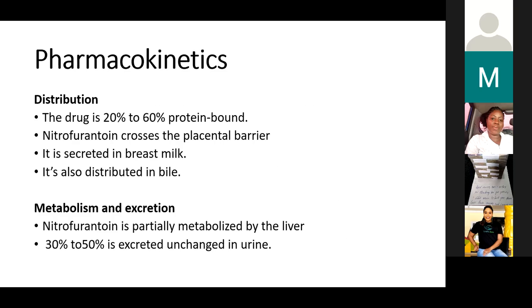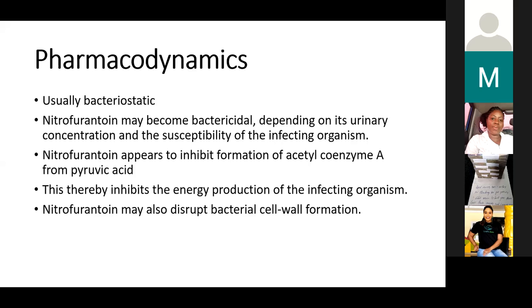It crosses the placenta, it's present in breast milk, distributed in bile, metabolized by the liver, excreted in the urine. Nitrofurantoin is usually bacteriostatic. What this means is that it doesn't really kill the bacteria, it decreases their numbers and makes them ineffective. The mechanism of action is by inhibiting the formation of acetyl-CoA from pyruvic acid. If you remember the Krebs cycle, glycolysis, you remember where acetyl-CoA is. So nitrofurantoin will inhibit the formation of acetyl-CoA, which would inhibit the energy production in the bacteria.